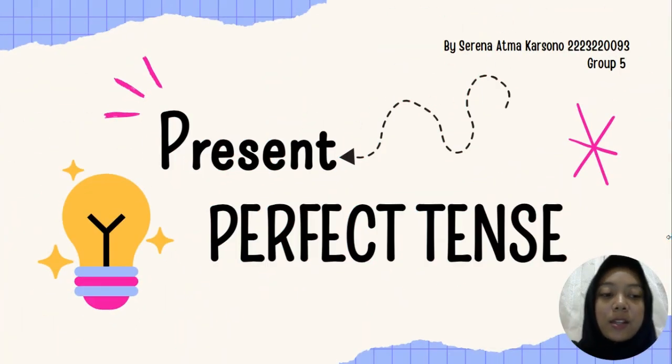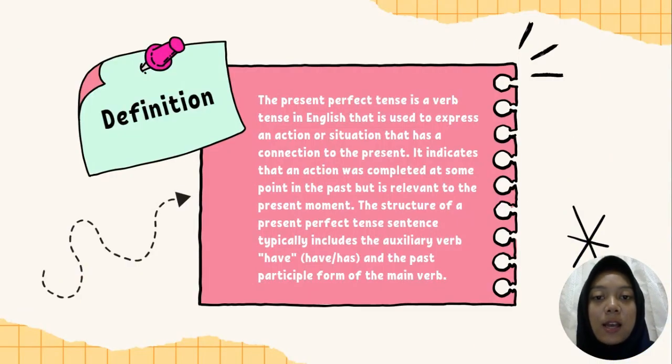Hello guys, my name is Serena Karsono, so I will explain about present perfect tense. Present perfect tense is a verb tense in English that is used to express an action or situation that has a connection to the present. It indicates that an action was completed at some point in the past but is relevant to the present moment. The structure of a present perfect tense sentence typically includes the auxiliary verb have or has and the past participle form of the main verb, or verb 3.